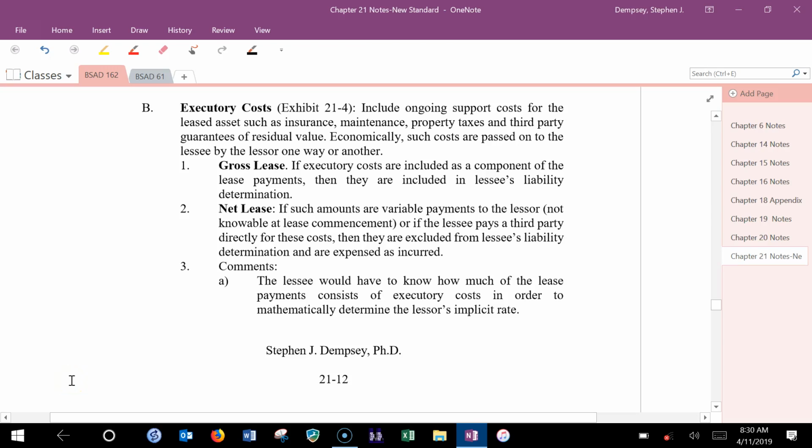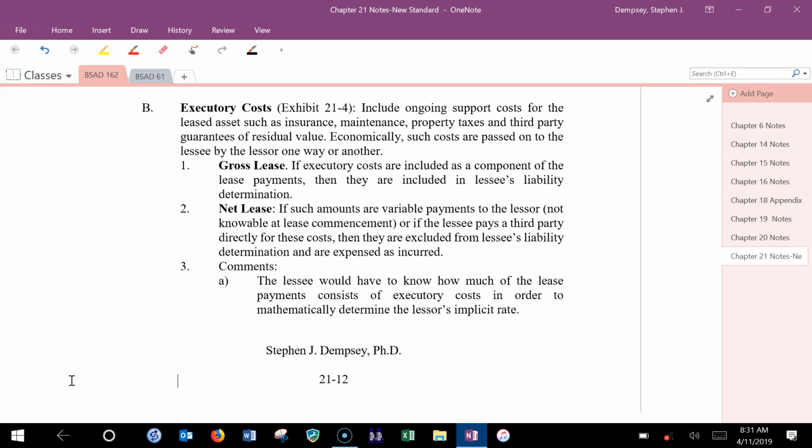So we were talking about executory costs, and we mentioned that these are those incidental costs associated with owning the asset, and whether the lessee pays them in the payments or they pay them as an amount that's variable outside of the payments. These have an important issue that's not really fully discussed in the text. So I want to make sure that I cover the new standard on these costs.